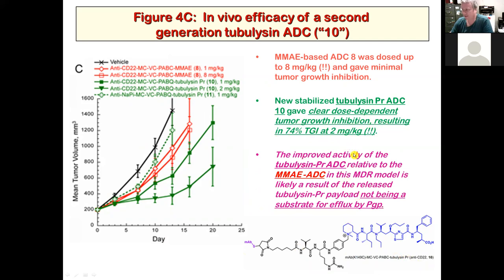The improved activity of the tubulysin propyl ADC relative to MMAE ADC in this multi-drug resistant model is likely a result of the released tubulysin propyl payload not being a substrate for efflux, right? And also the propyl seems to be good for avoiding the hydrolysis and all that kind of stuff. So there it is.